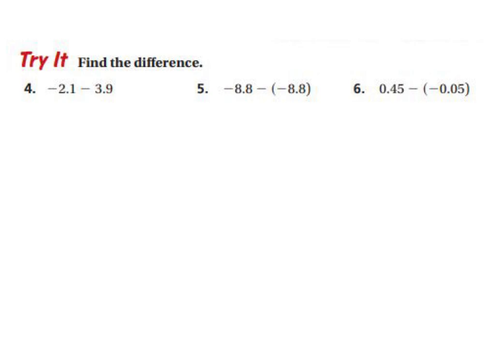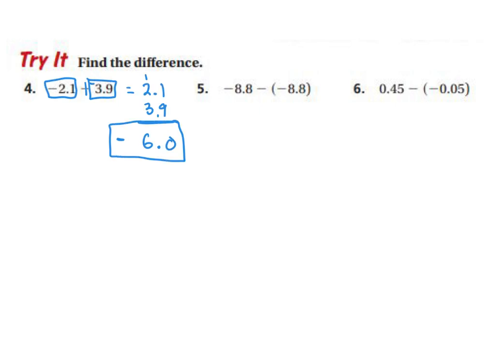So for the first one, I'm going to chop slash to turn this into an addition problem. I notice that both of my rational numbers are negatives, so I know my answer is going to be negative. And I'm just going to add 2.1 plus 3.9, and I get 6.0, and that's negative.